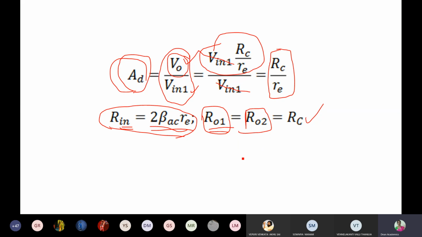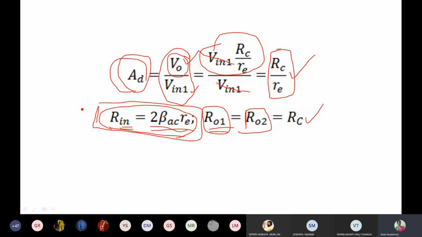we have gone to the differential gain definition once again, that is AD. AD is equal to V0 by Vin or Vin1. When we write that, we get differential gain equal to RC by RE. And the definition for differential input resistance we have. One of you please define: what is the definition for differential input resistance? Differential input resistance is the resistance measured at either input terminal while the other input terminal is grounded. Very good, very good, right?